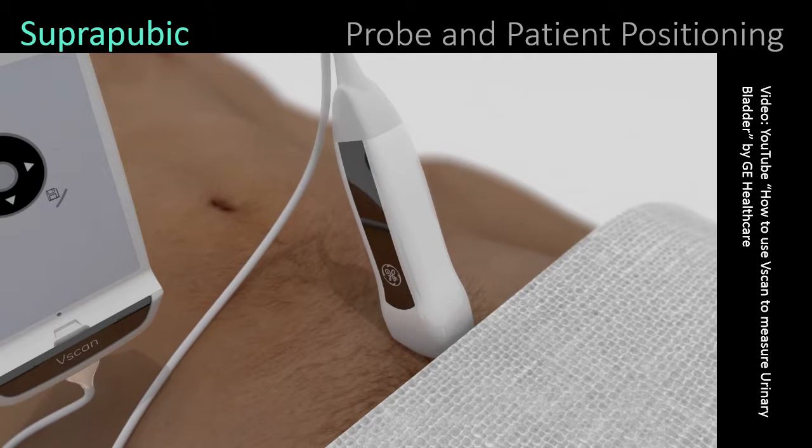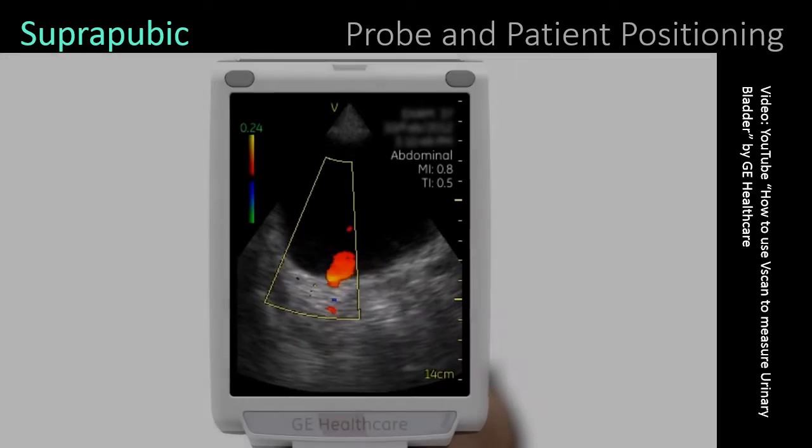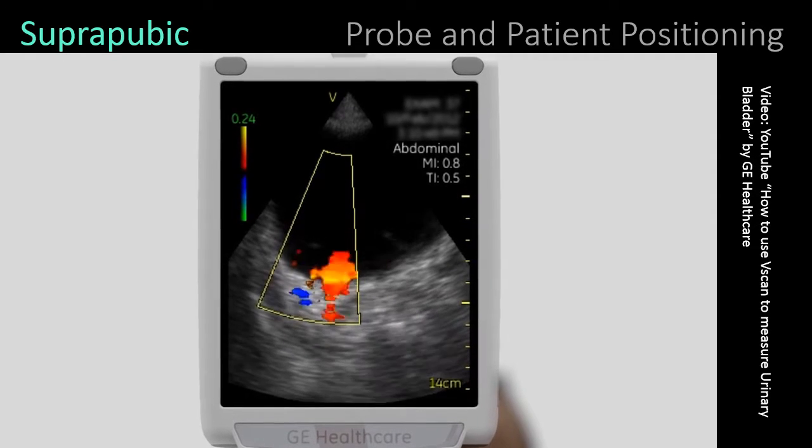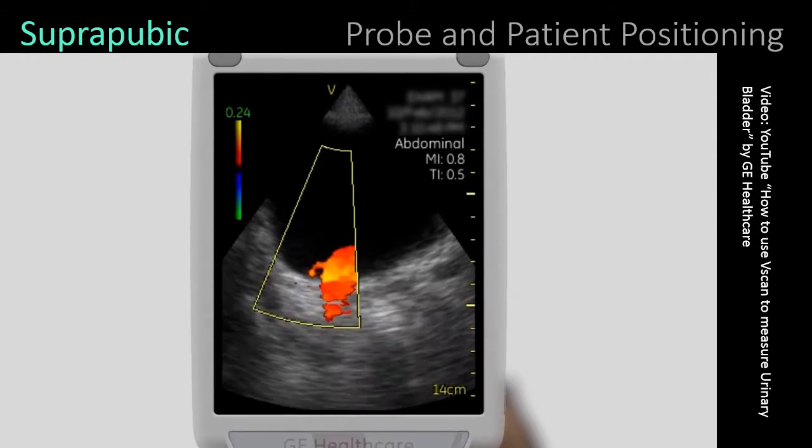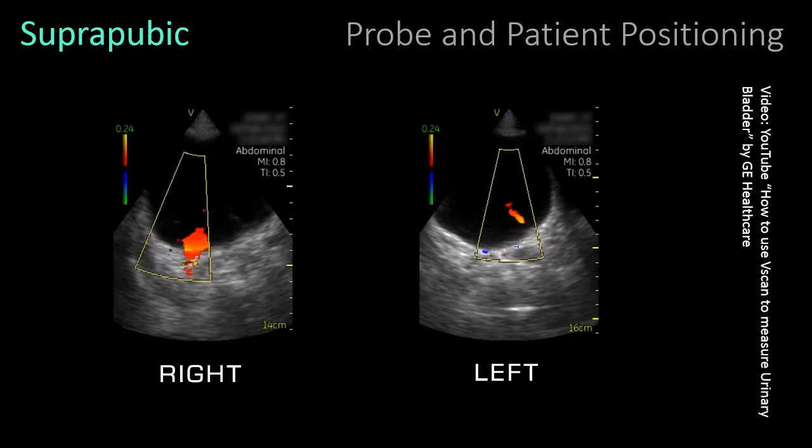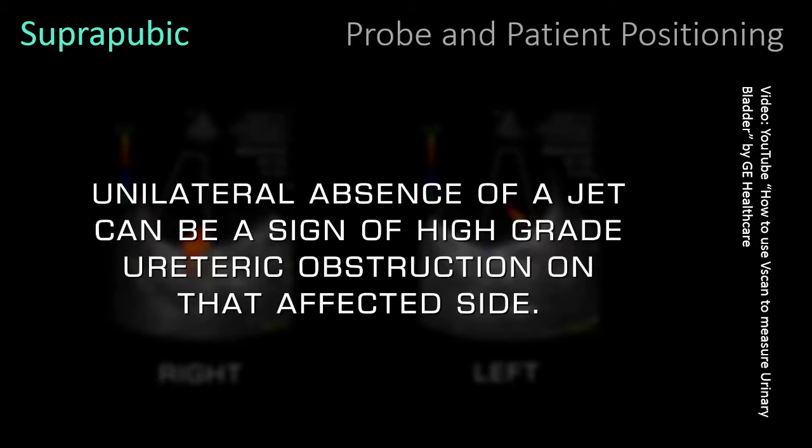And you can rotate your probe with the probe marker pointing towards the patient's head to get a longitudinal view of the bladder, and then you can scan across the bladder transversely. You can activate the Doppler to see the ureteral jet, to see urine entering the bladder. And you can look on both the right and the left to make sure that you have urine entering from both sides. If you have the absence of a jet on one side, that can be a sign of a high-grade obstruction on that side.